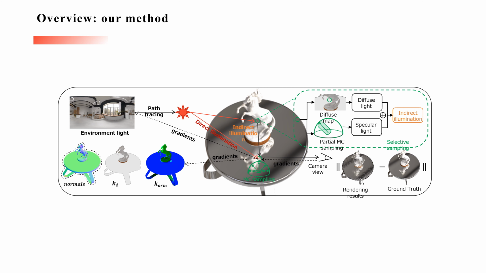For specular light, we only need to partially trace the rays in a small specular lobe along the reflective direction. The gradients are propagated backward along the tracing path and are passed to optimize KD, Corm, normals, and environment maps.